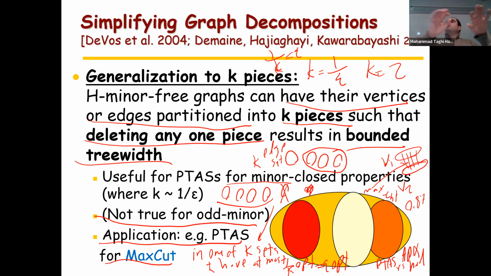Now you don't know from which one, but you will try each of them. If you delete any of them, the rest is a bounded treewidth graph. So you will consider the first one, delete it, and the rest has bounded treewidth. You will solve the problem on that one and find a max cut there. Then you will remove the second one and solve the max cut there. And you take just the maximum.